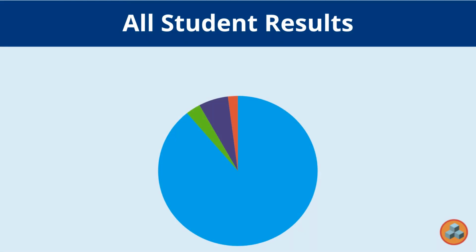Let's explore the all-student data. 89% of students selected option 1, median nerve, the correct response. 3% of students selected option 2, radial artery. 6% of students selected option 3, ulnar nerve. 2% of students selected option 4, ulnar artery.